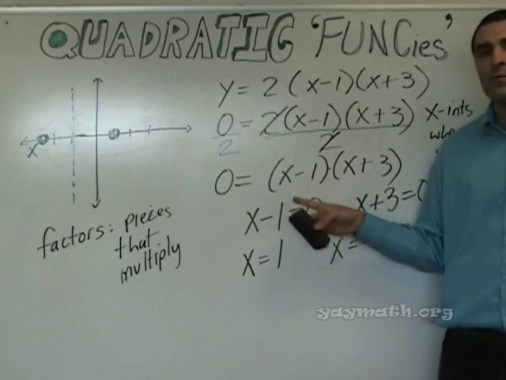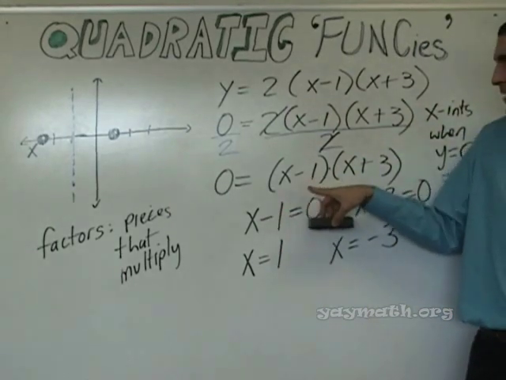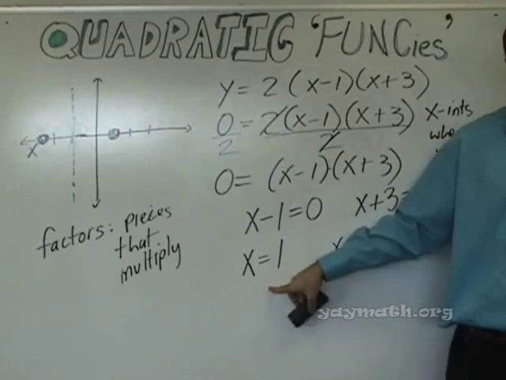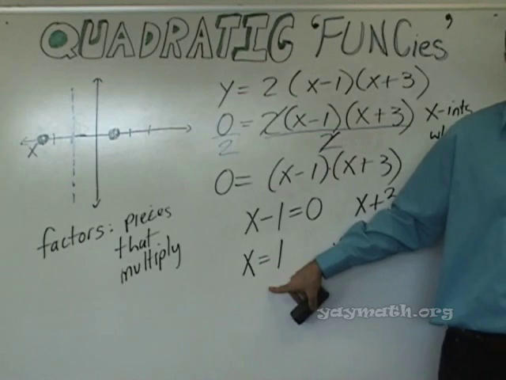Are we comfortable with what Mango said? She said that if the factor is x minus 1, the solution is x equals 1. Is that what gave you the giggles, Mango? No. For her? Okay.